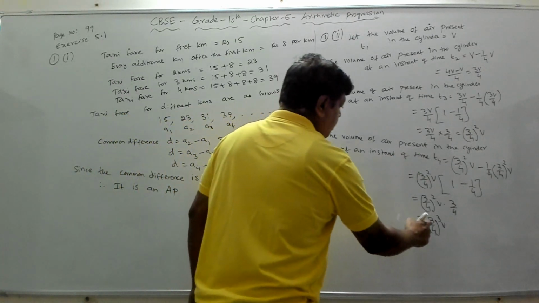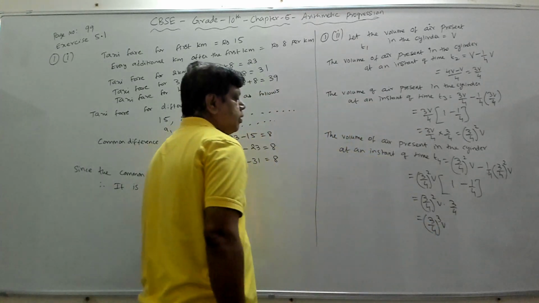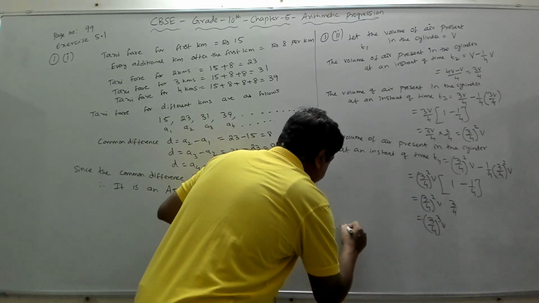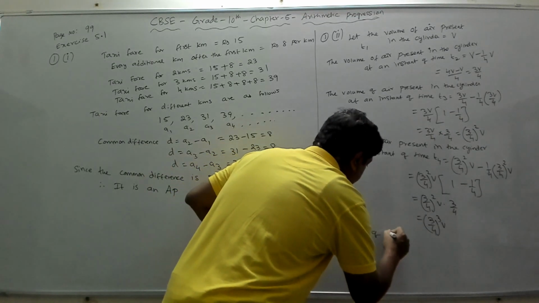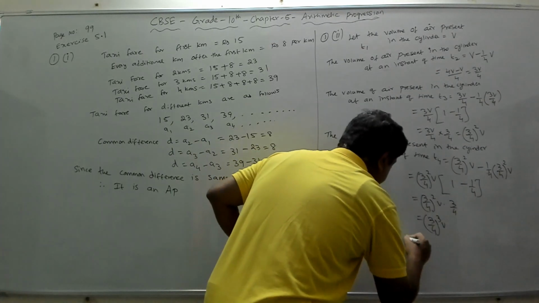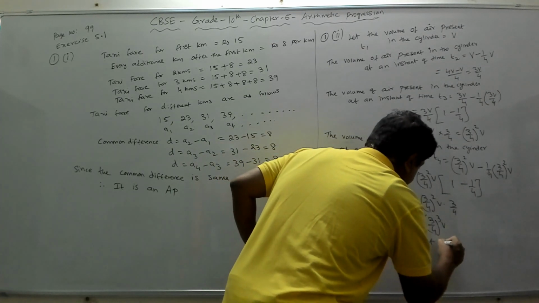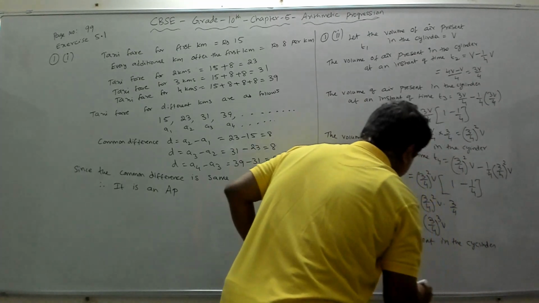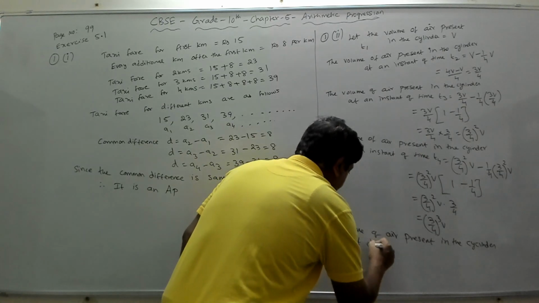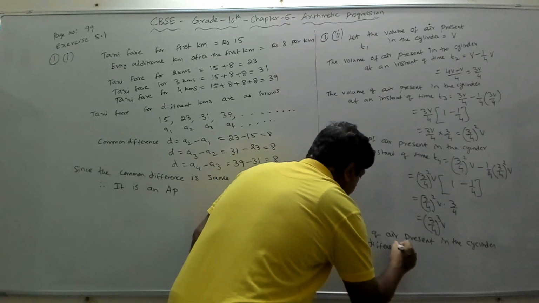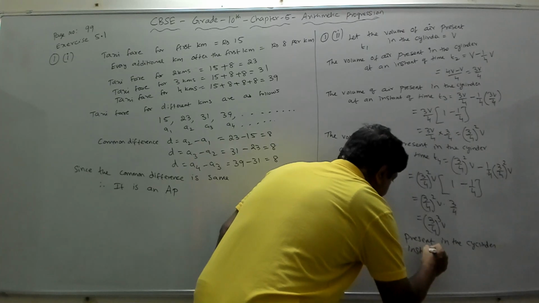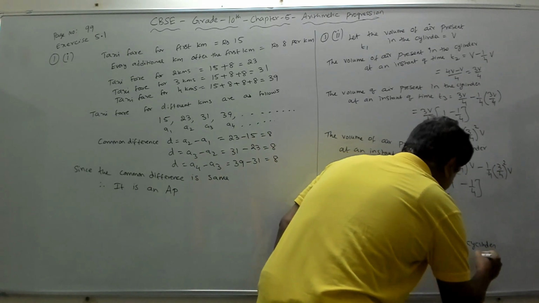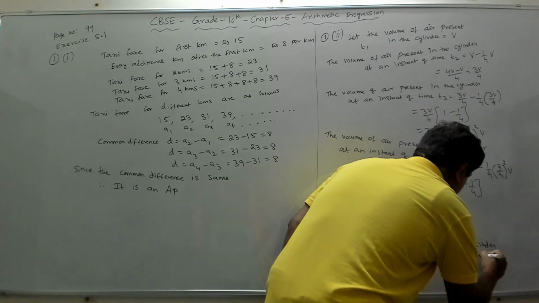So which is 3 by 4 whole cube V. Now we will write, so the volume of air present in the cylinder at different instants of time are as follows.